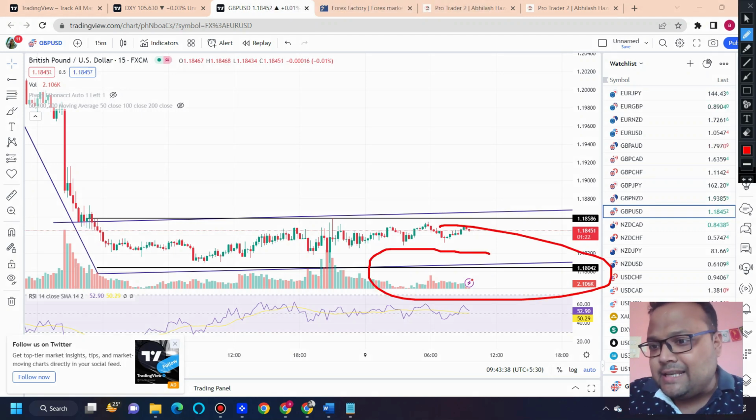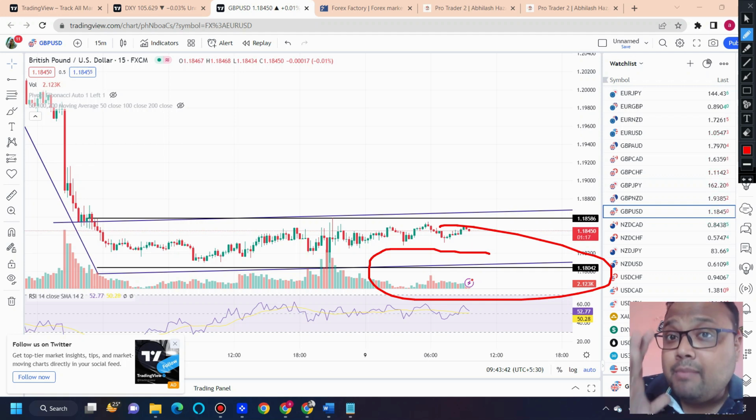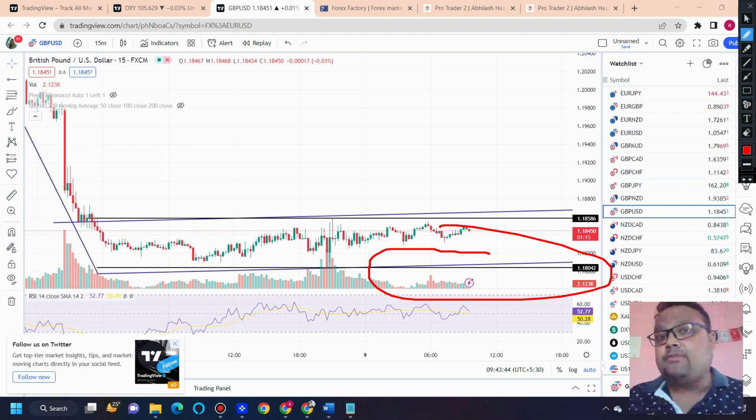If you see DXY is slipping and GBPUSD is trying to take support, if you see a hammer kind of pattern, price rejection from below, you can go for a buy position with proper risk management.